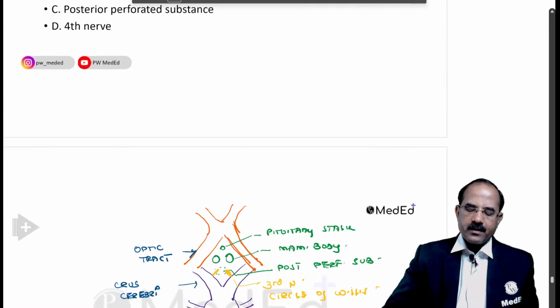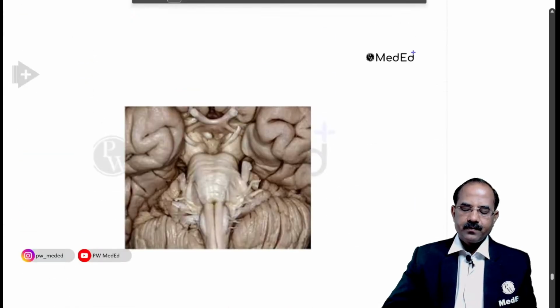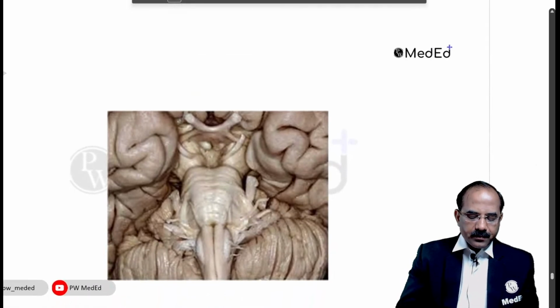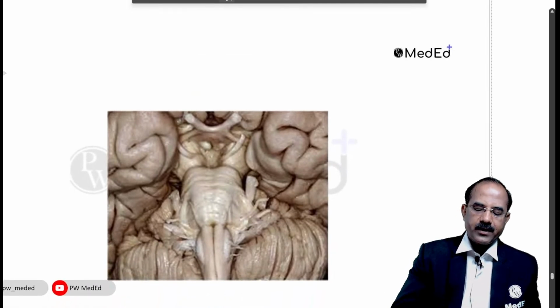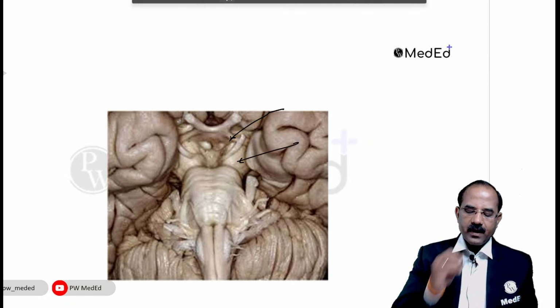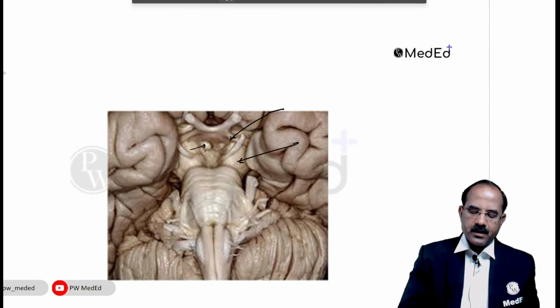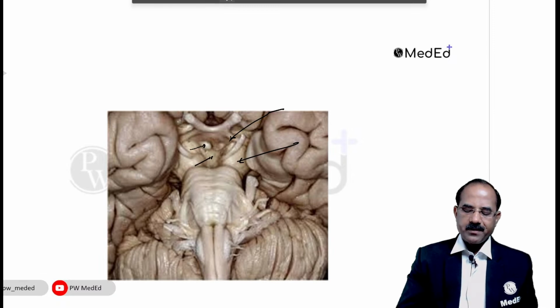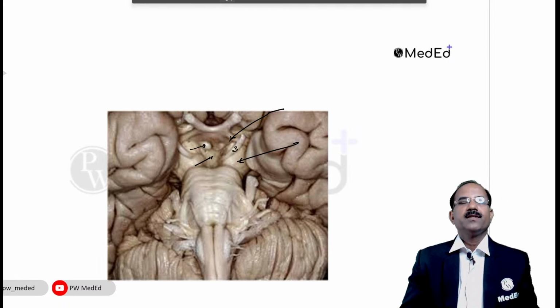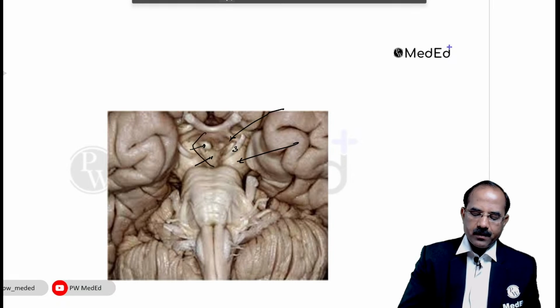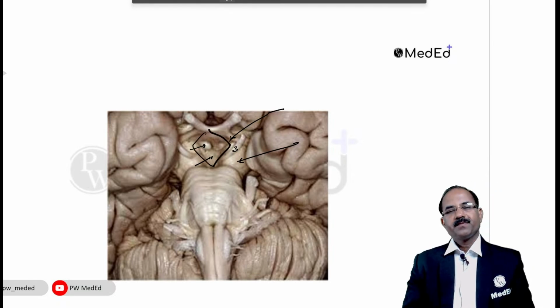Okay, just have a look at this slide. Look. This is the optic tract. That's a crus cerebri. These are the mammillary bodies. This is the posterior perforated substance. What is this nerve? That's a third nerve. So this becomes the interpeduncular fossa. Okay.